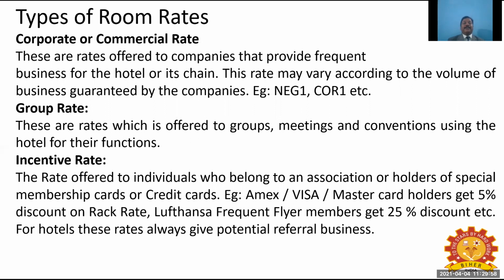Corporate or commercial rate. These are rates offered to companies that provide frequent business for the hotel or its chain. This rate may vary according to the volume of business guaranteed by the companies. Example, corporate one, corporate two, etc. Group rate. These are rates offered to groups, meetings, and conventions using the hotel for their functions. So when groups are using our hotel for meetings, conventions, seminars, you will have a group rate that has to be taken into consideration with proper discounts too.